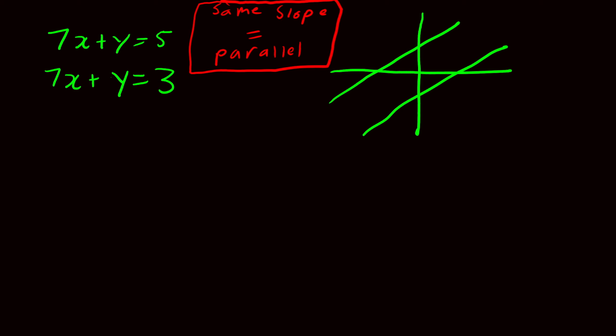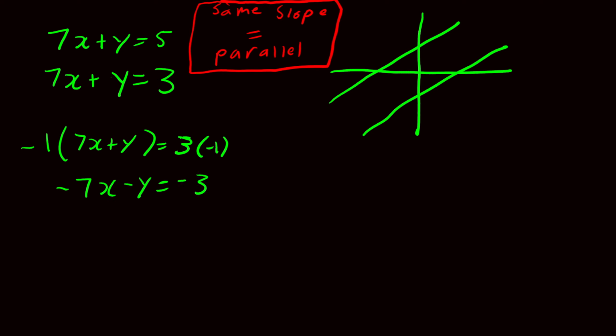Okay, I can't add down yet. Nothing's going to cancel. So I'm going to multiply this bottom one by negative 1. Right? So I can get y minus y. Okay. So let's multiply that by negative 1, sorry. So negative 1 times 7x plus y equals 3 times negative 1. Remember, what you do to one side, you have to do the other side. Negative 7x minus y equals negative 3.